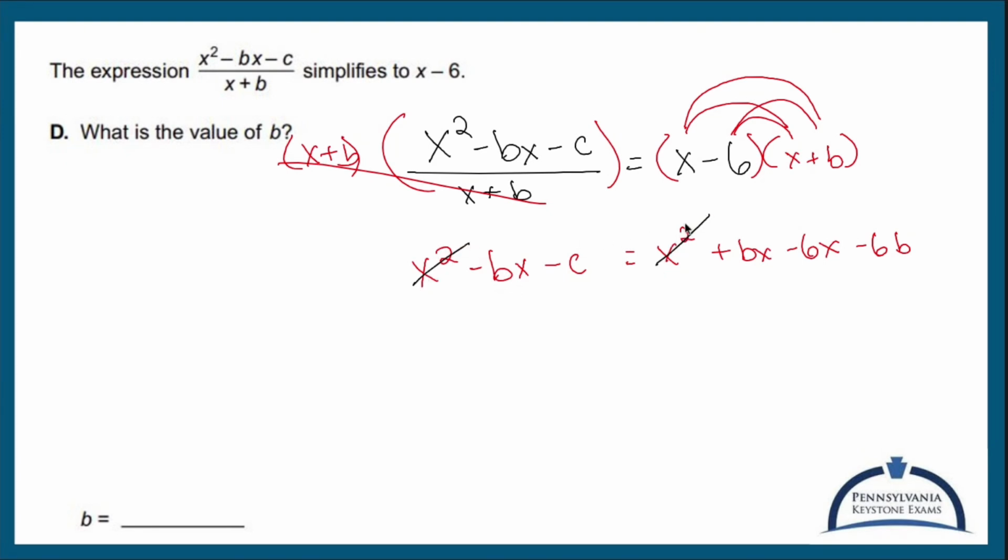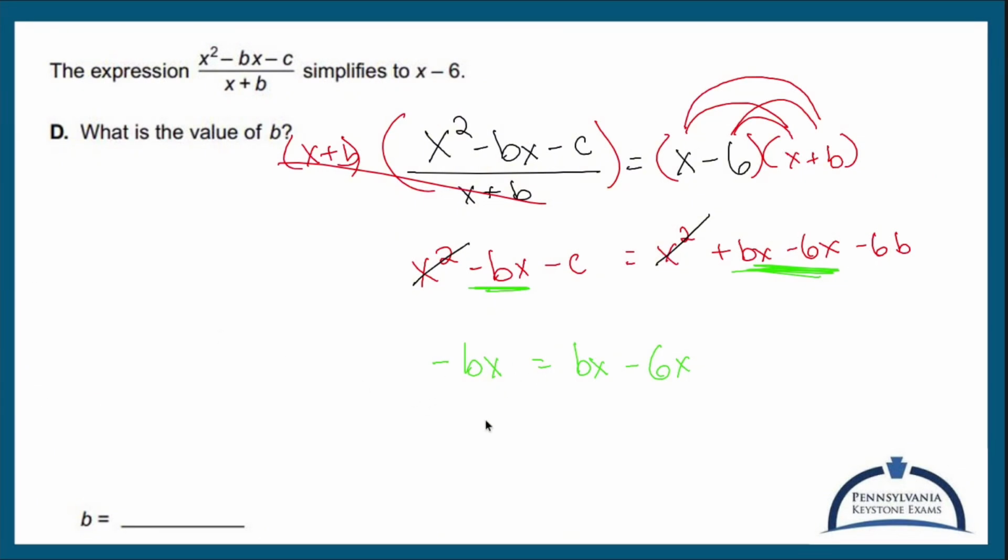Right? So we really can't combine a whole lot. Now my job is to find b, so what I want to do is get all the b's to one side of the equal sign. Actually, let's do this instead. Let's just match things up, because these are supposed to be the same as those. So let's just set negative bx equal to bx minus 6x and solve for b that way.